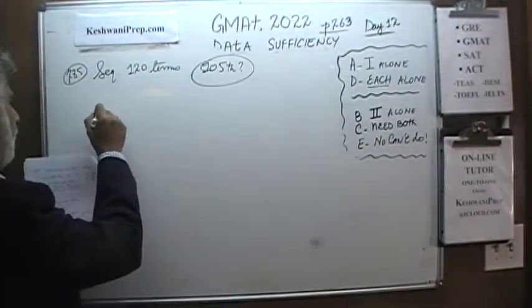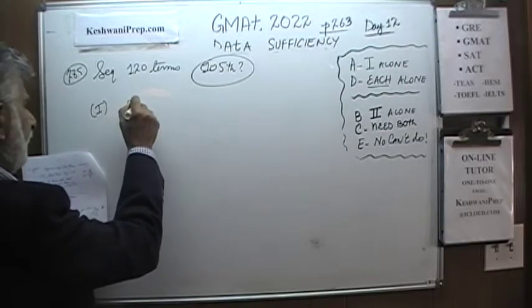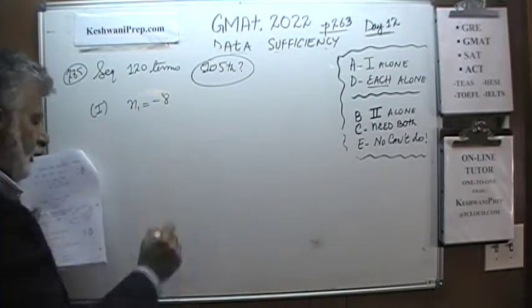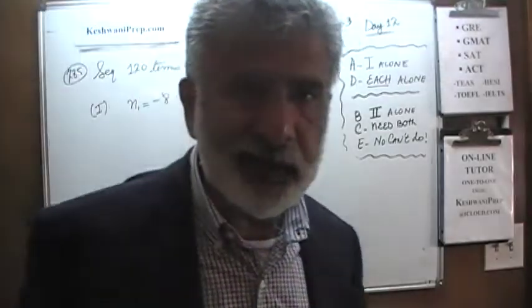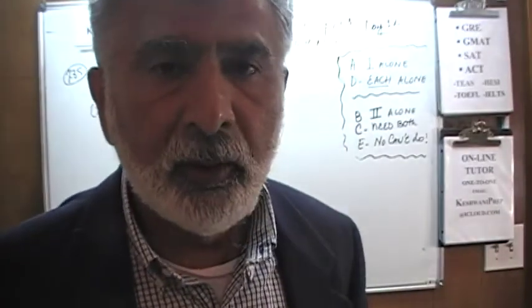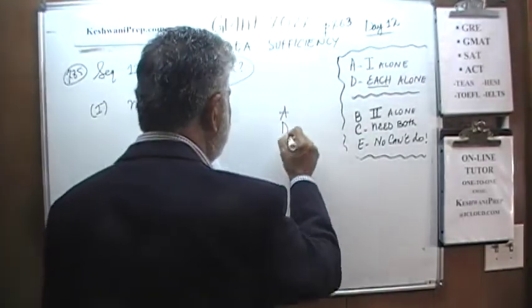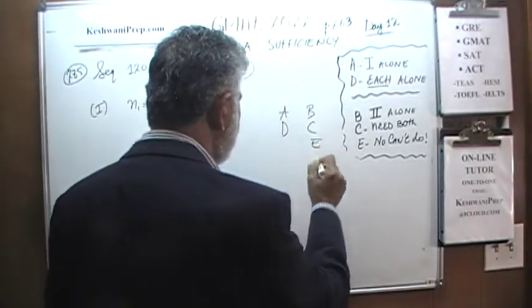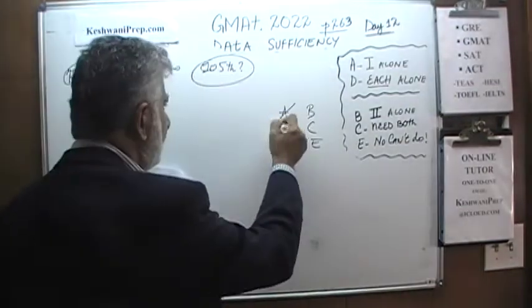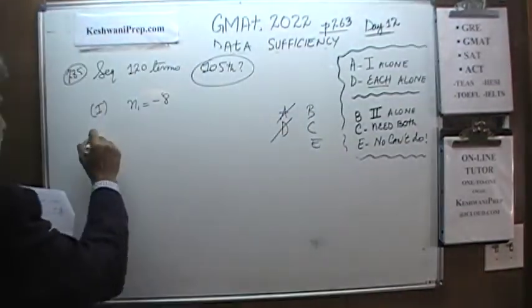In the first statement, we are told that the first term is negative 8. Simply knowing that the first term is negative 8 does not in any way, shape, or form enable us to figure out what the 105th term is. The first statement is not enough. A, D, B, C, E. Since the first statement is not enough, we know the answer cannot be A or D. It will have to be B, C, or E.